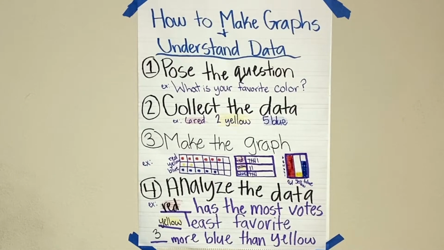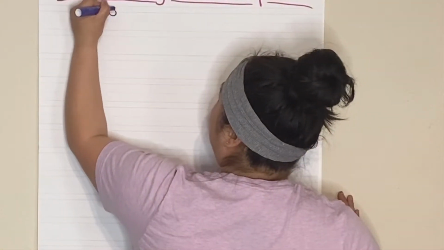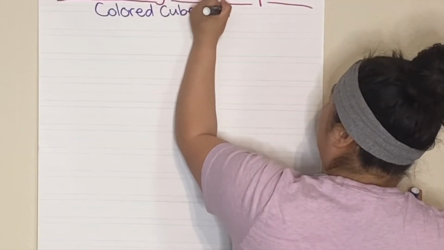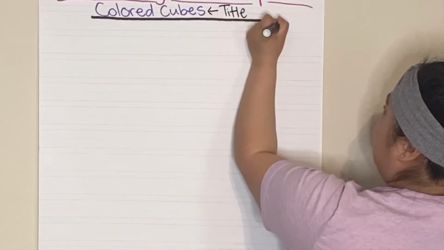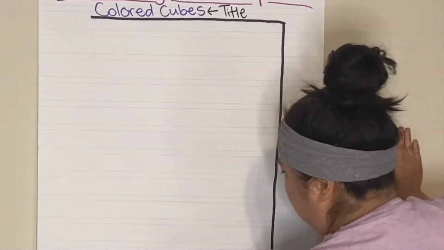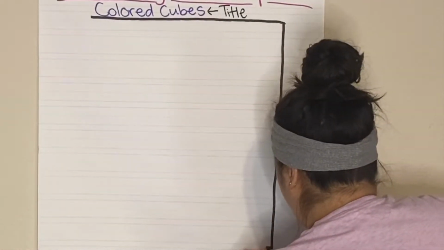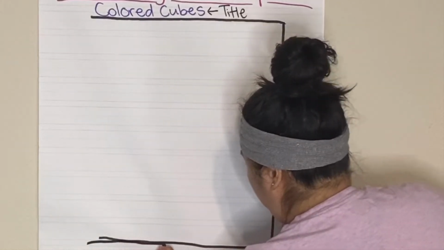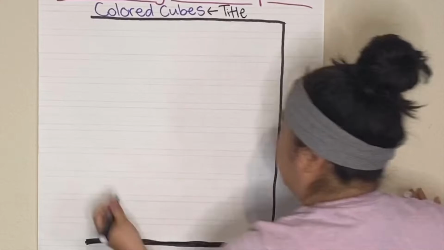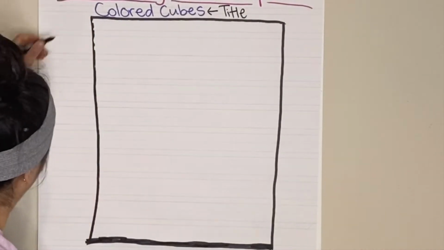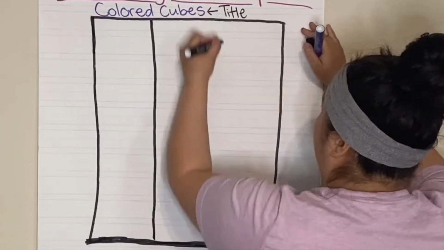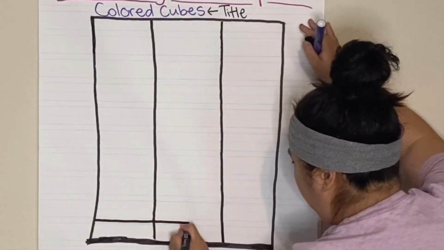Okay, now that we've reviewed, let's move back on to real object graphs. So first, what I'm going to do is make a title. We always put a title on our graph, that way people know what our graph is about. Then I'm going to make a large rectangle, and this will be our graph. I'm going to make 3 different lines for my columns, and today I'm going to choose colored cubes, and that is going to be my object.